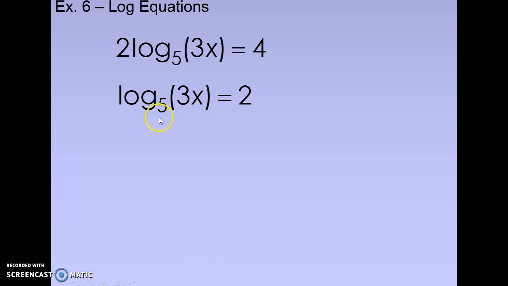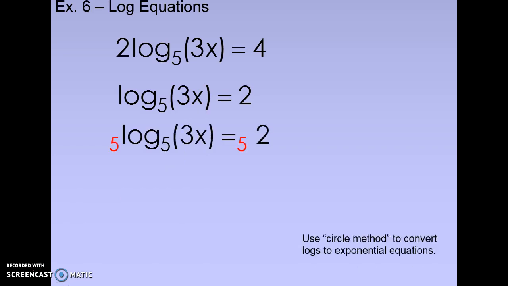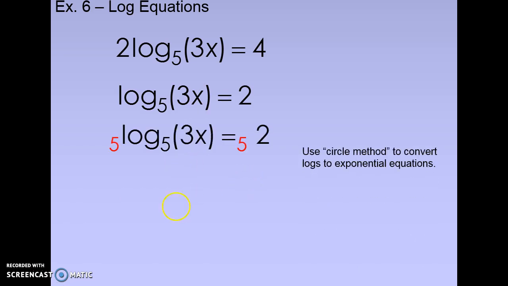Now when you have the log function right here, this is when using your circle method comes in handy. So let's convert this using the circle method. Let's take our base 5 right here. Our base 5 becomes the base of our exponential function. Using the circle method, we now get 3x equals 5 squared.